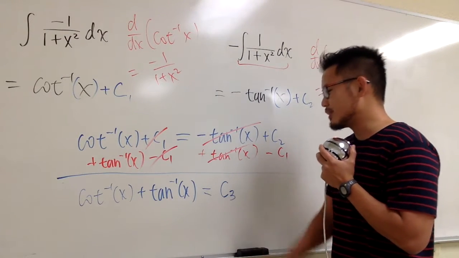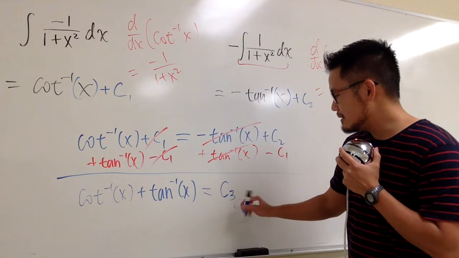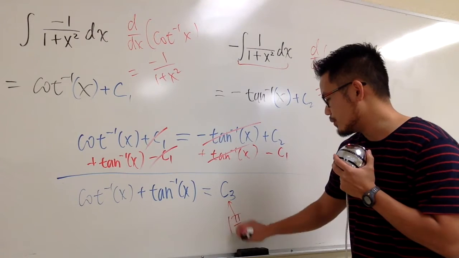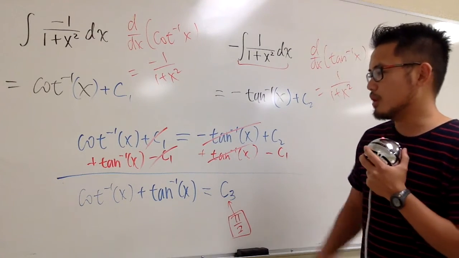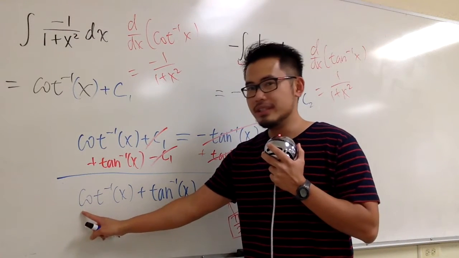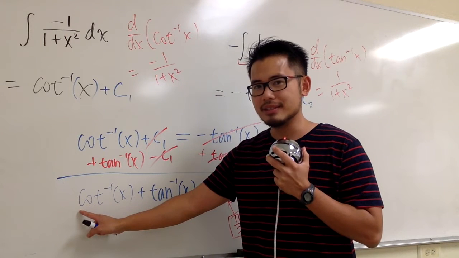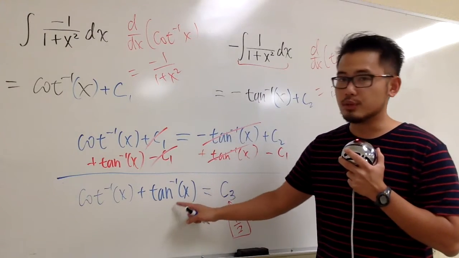So what's that magical constant right here? I can tell you real quick. This C3 right here is pi over 2. You actually know what that number is. How do we know? Well, you can check my other video real quick. If you read this out loud, this is cotangent, but it's the inverse version. And then this is the regular tangent.